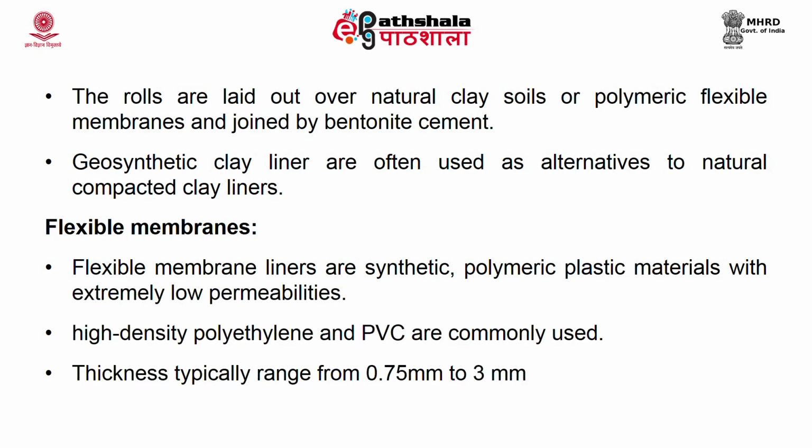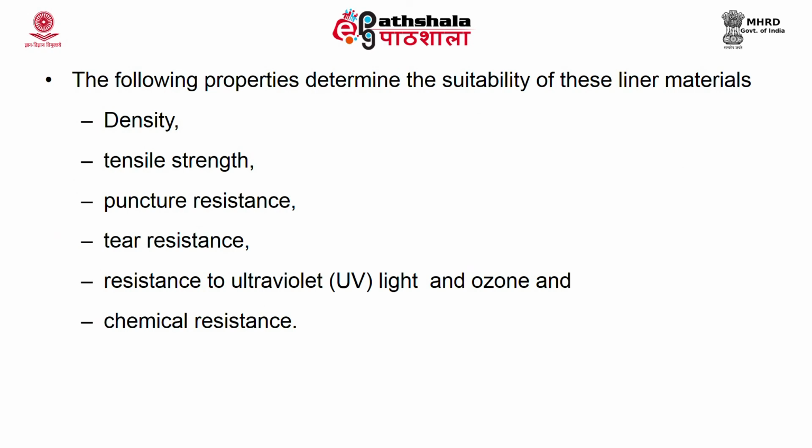The next type of landfill liner material is the flexible membrane. Flexible membrane liners are synthetic polyplastic material with extremely low permeability. High density polyethylene and PVC are the common types of materials used as flexible membrane. The thickness will range from 0.75 mm to 3 mm. The properties which will determine the suitability of these liners are density, tensile strength, puncture resistance, tear resistance. It should be resistant to UV and ozone and other chemicals.